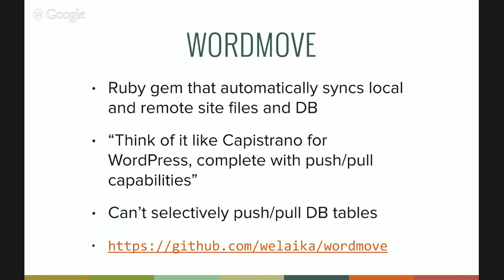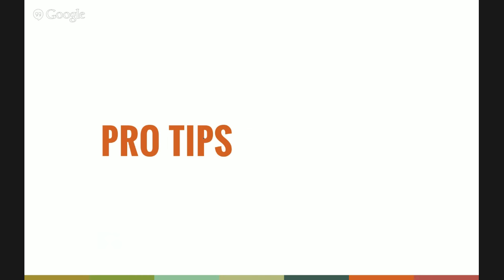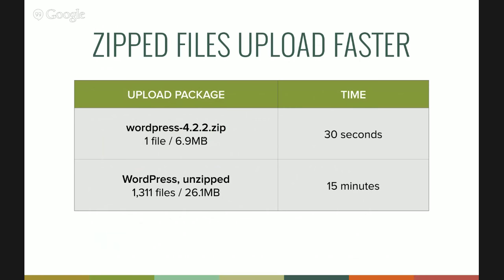All right. So let's quickly go through a couple of final tips, and then I'll move on to the demo. First tip is that zip files upload faster than unzipped files. If you're trying to upload WordPress, the zipped WordPress file is a single file at under 7 megabytes that takes 30 seconds to upload. If you unzip WordPress before uploading, that is 1,311 files, at a massive size of 26 megabytes, and that takes at least 15 minutes for me to upload.